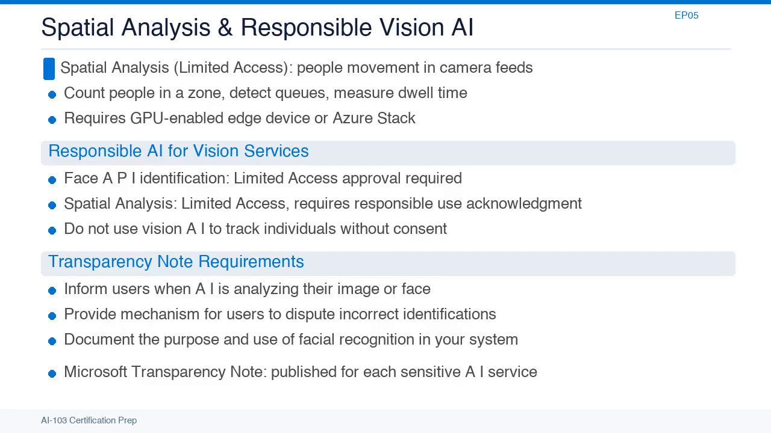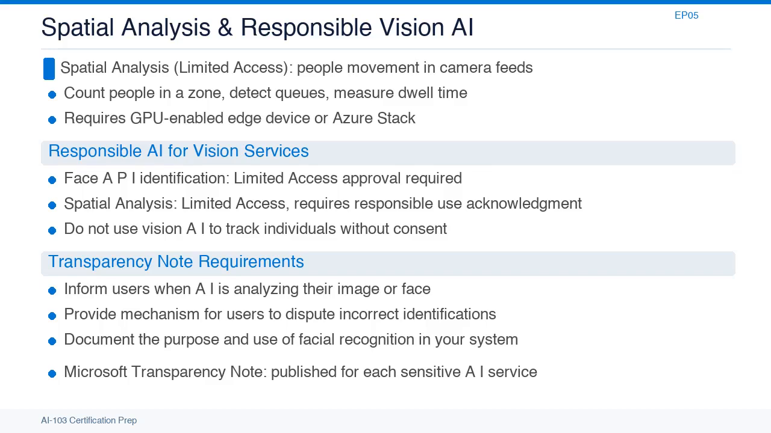Spatial analysis is a specialized capability within Azure AI Vision that uses video camera feeds to analyze people movement in physical spaces. It can count people entering and leaving a zone, detect when queues form, measure how long people dwell in a specific area, and detect when social distancing rules are violated. Like Face API identification, spatial analysis is a limited access feature because of its potential for surveillance misuse.